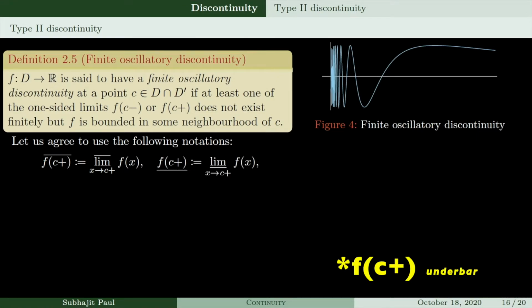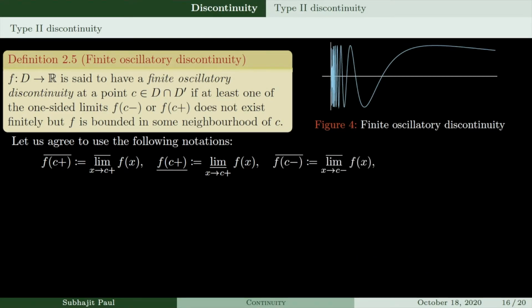f(c+) lower bar is the limit inferior of the function f as x is tending to c from the right. f(c−) upper bar is the limit superior of the function f as x is tending to c from the left. And similarly, f(c−) lower bar is the limit inferior of the function f as x is tending to c from the left. Now, why are we considering these quantities? Because one of these limits does not exist, so we are looking for the lim sup and the lim inf.